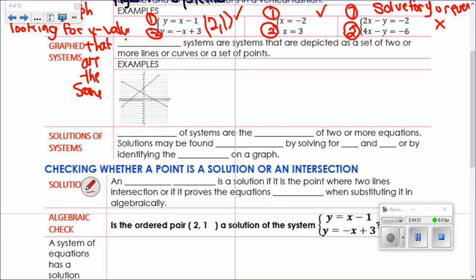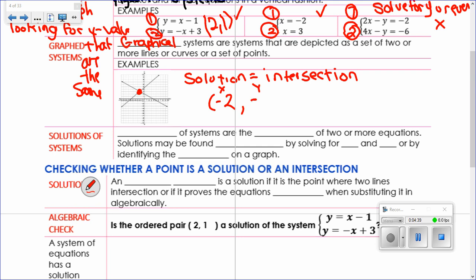So graphical systems are systems that are depicted as a set of 2 or more lines or curves, or a set of points, all right? So we're going to figure out the solution here is the intersection. It's a point. Sometimes it's more than one point. But here in particular, it's a point. And it's located at what looks like x value of -2, comma, y value of 3.